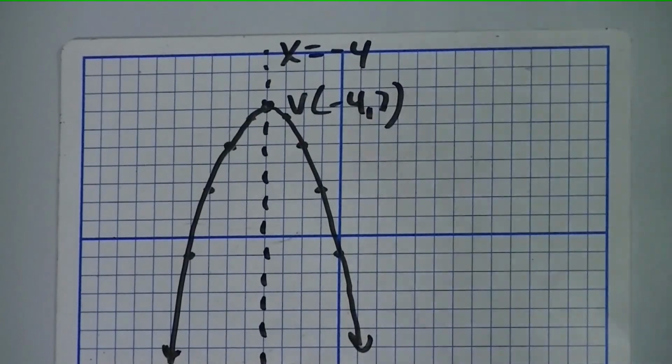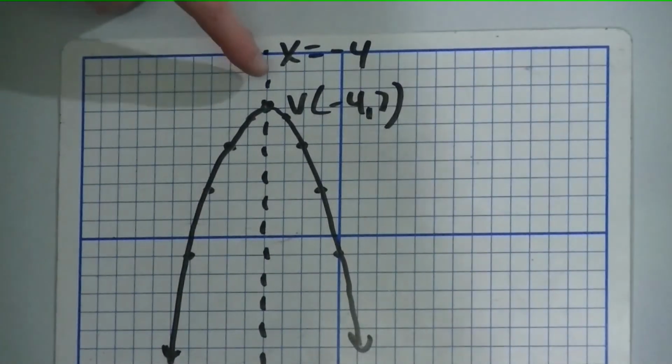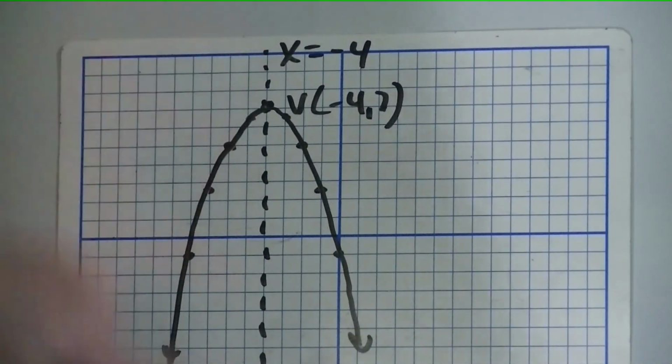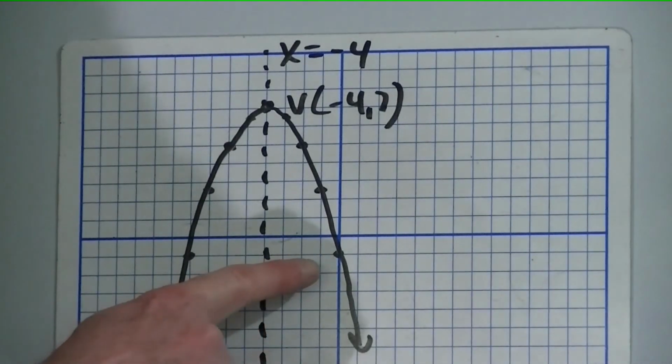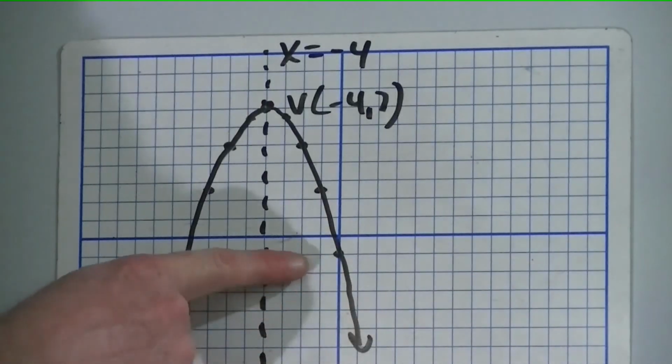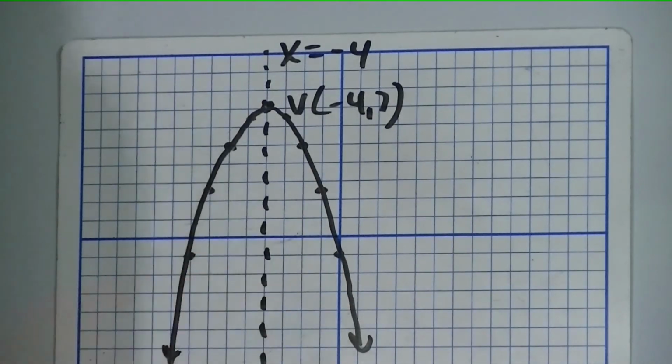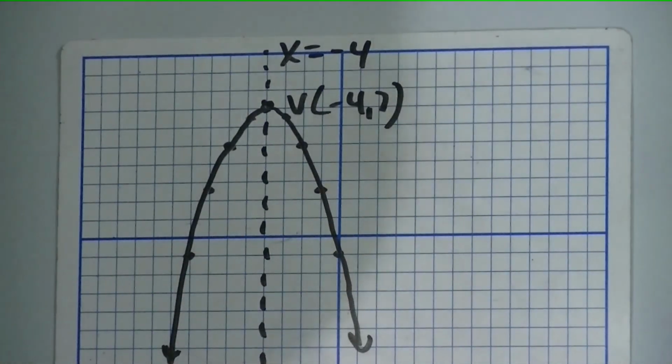Alright, that's what yours should look like. Vertex is negative 4, 7. The x of symmetry is x equals negative 4. If you made it that far, if you did all 4 of the steps, your y-intercept should be negative 1. So that's what your graph should look like.